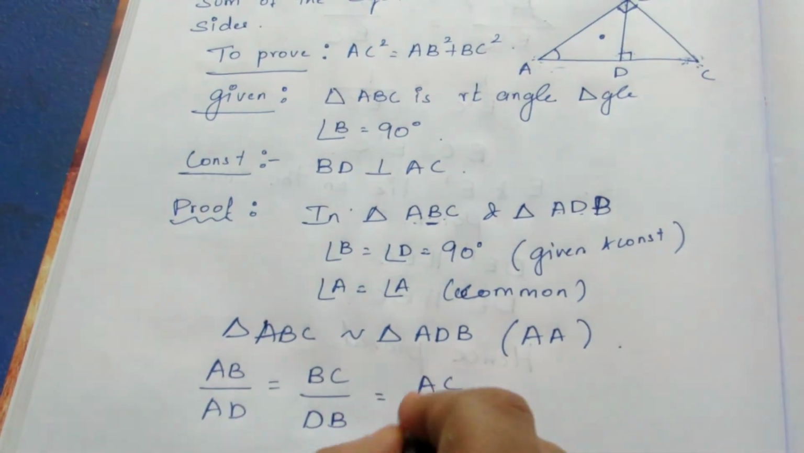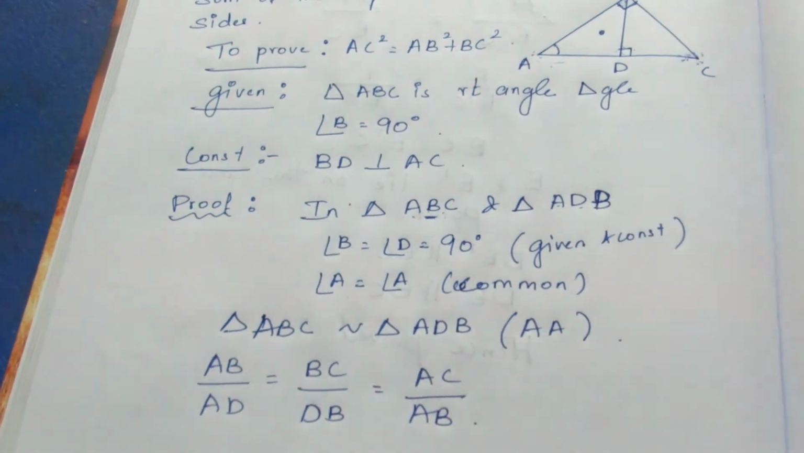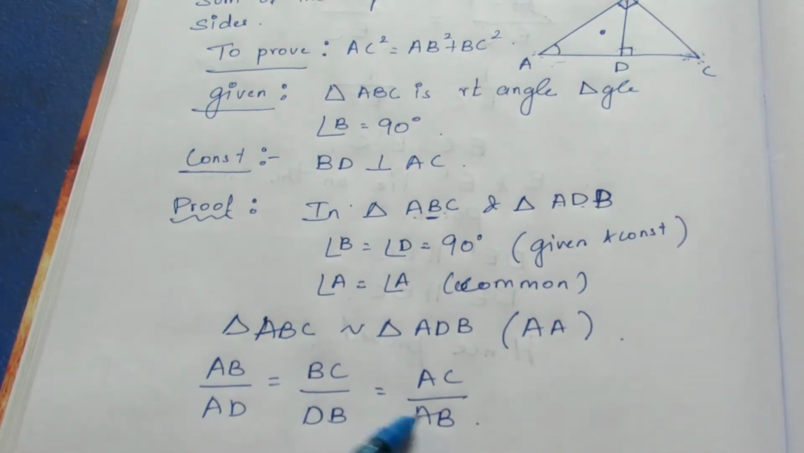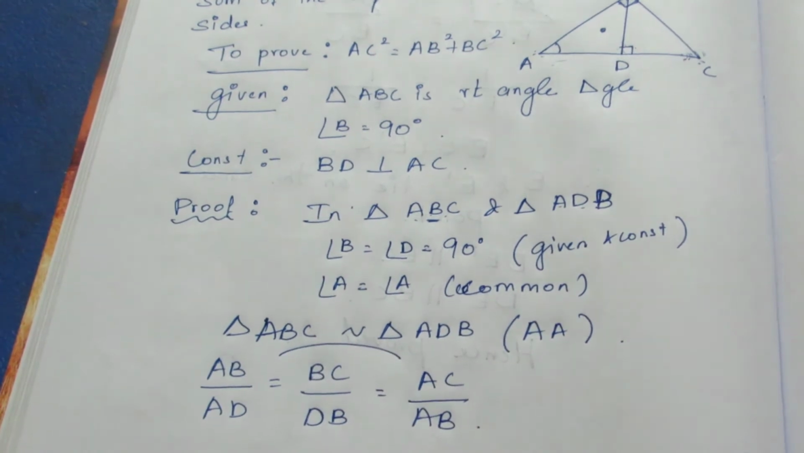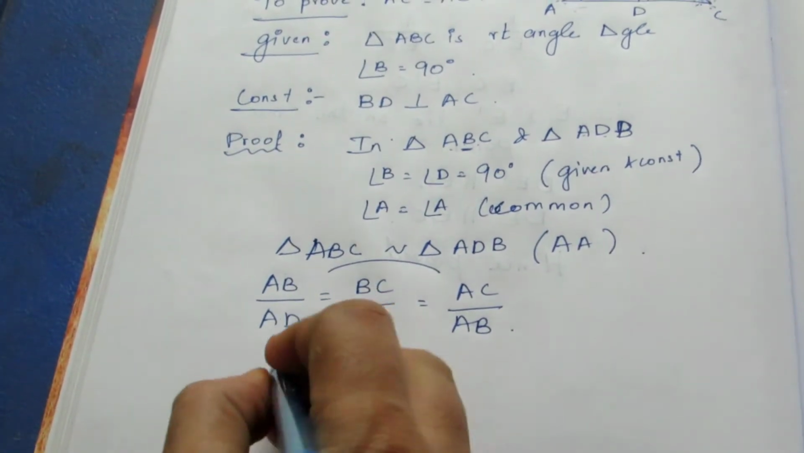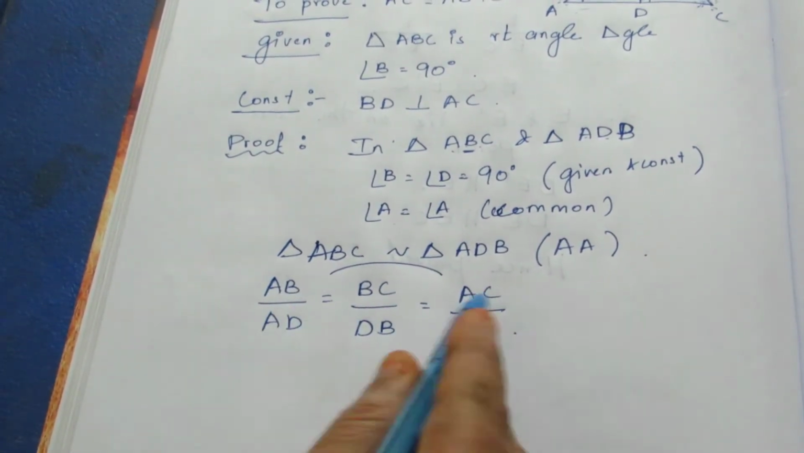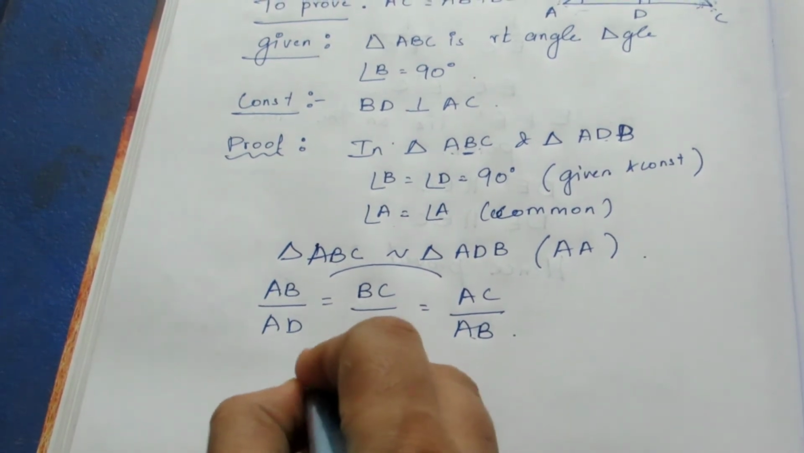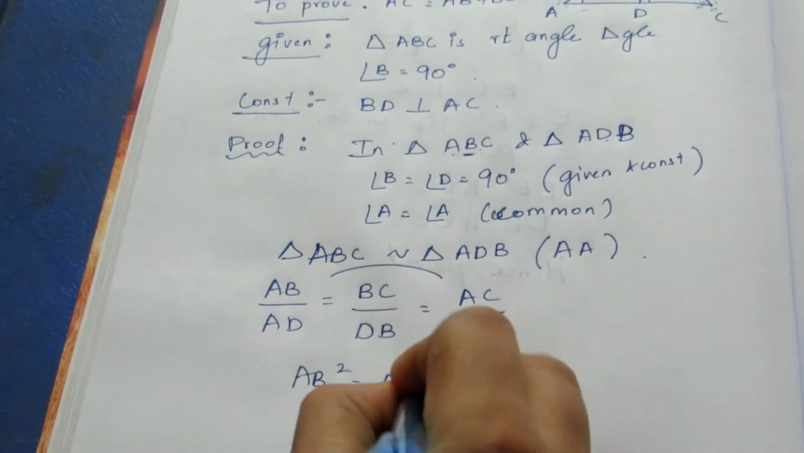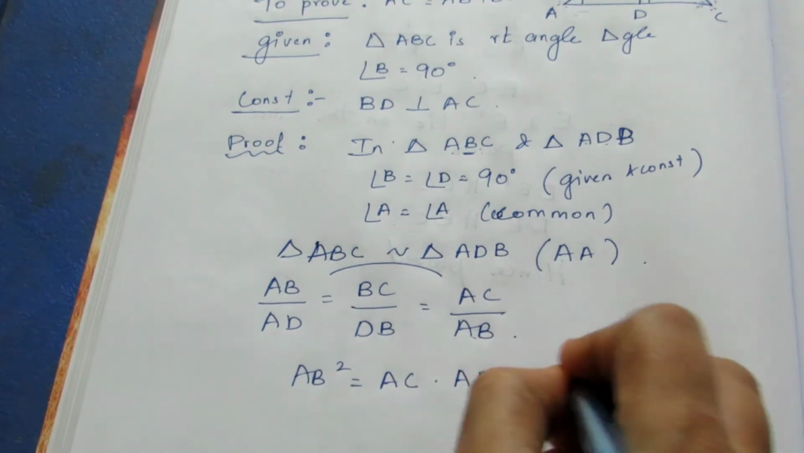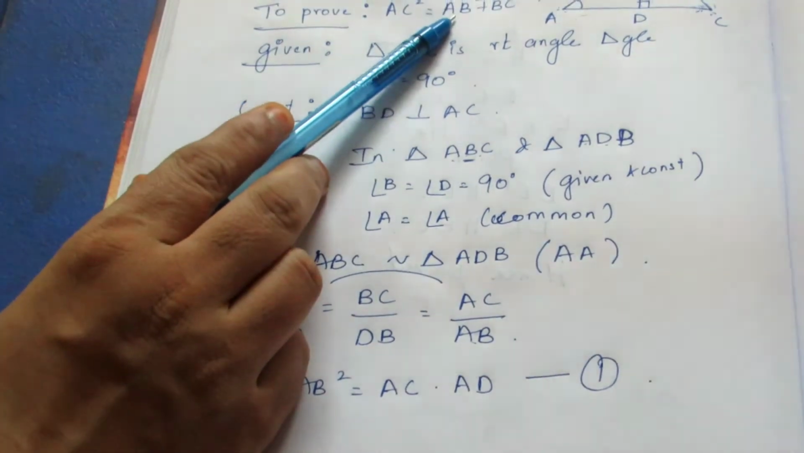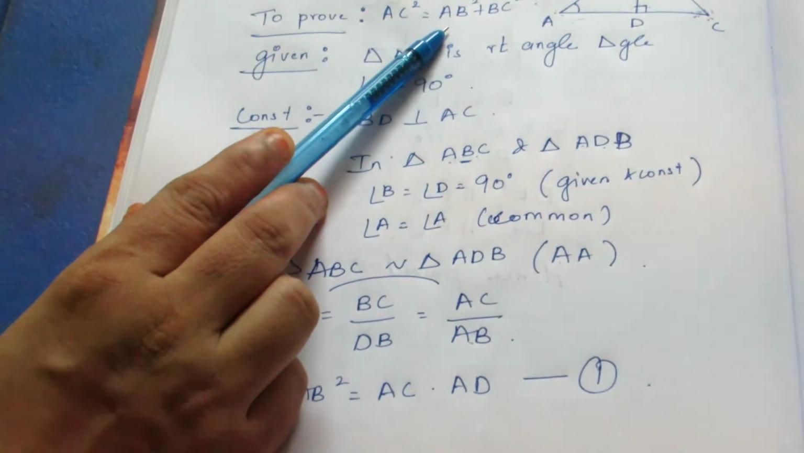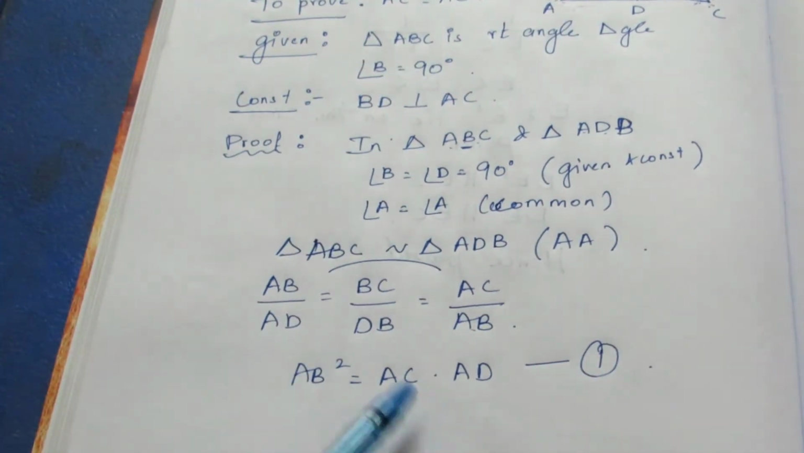Now during cross multiply, we know that AB is on both the sides. So I am taking this 2 and I am going to equate it. Just cross multiply it. It becomes AB square equal to AC into AD. Mark this to be 1. As we want AB square in the proof, I am taking AB square.